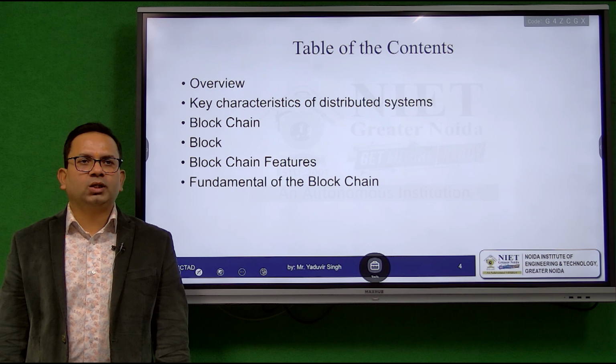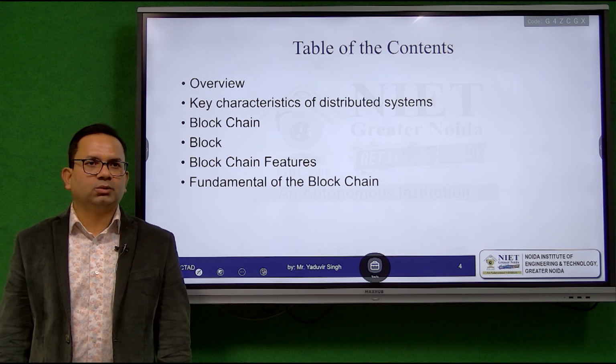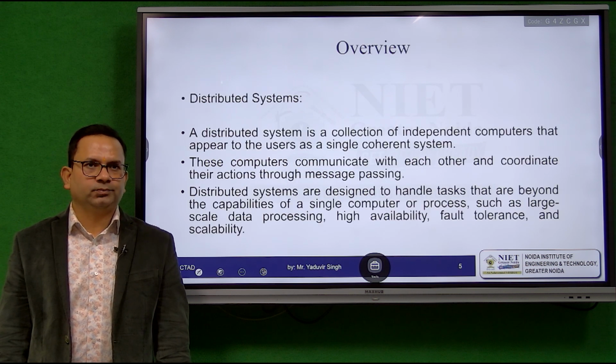Now, what is the table of contents that we will study? The first thing is the overview and key characteristics of a distributed system. We will talk about blockchain, we will talk about a block, we will talk about blockchain features, and we will talk about the fundamentals of blockchain. These are the things that we will cover in this lecture.